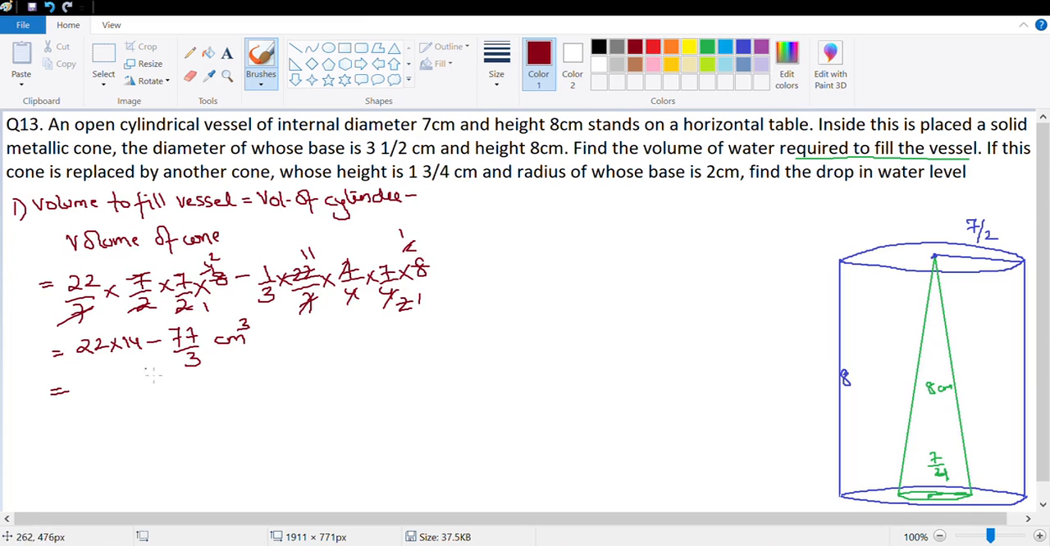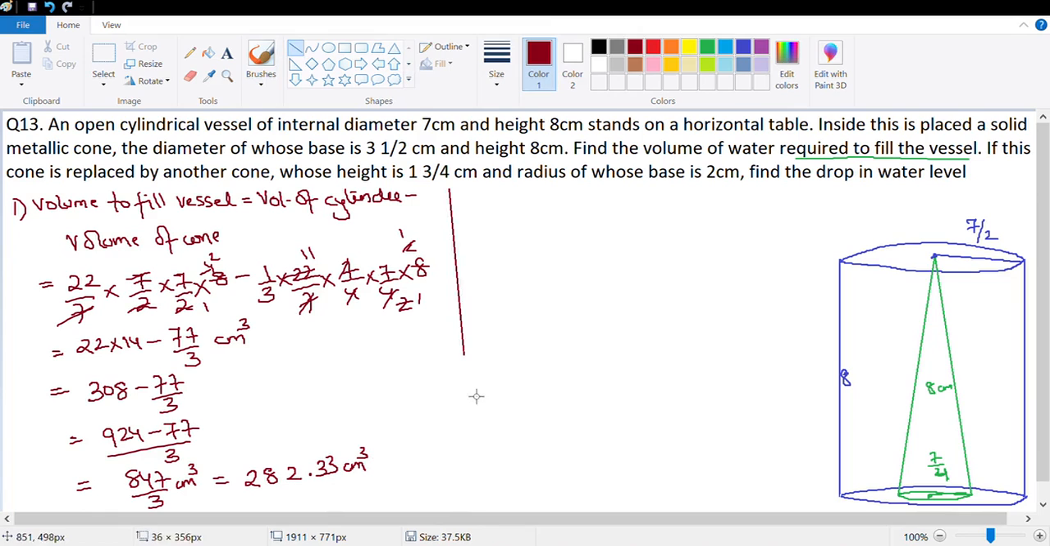22 into 14, that's 308. Yes, that's 308. 308 minus 77 upon 3, which is 924 minus 77 upon 3, which is equal to 850 minus 3. That's 847 upon 3 centimeter cube. Let's write this in decimal. So this is 3 into 2, 6, 8, 2.33 centimeter cube. So that's the volume required to fill this cylinder.